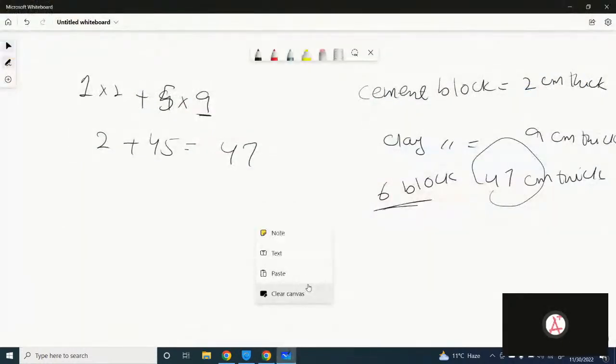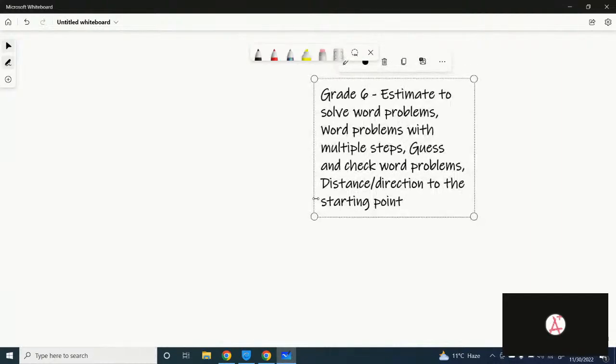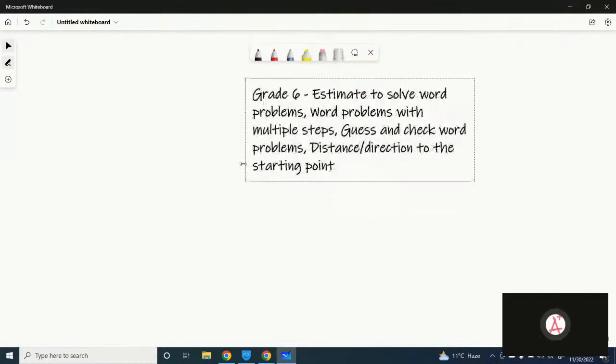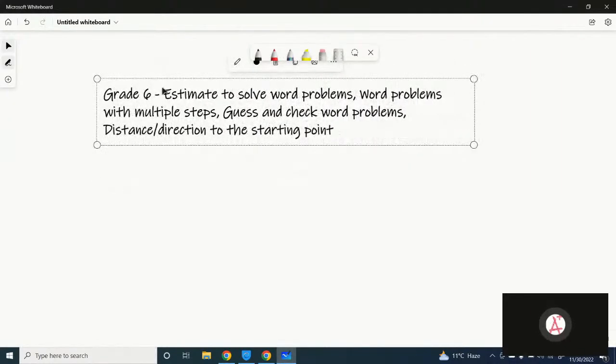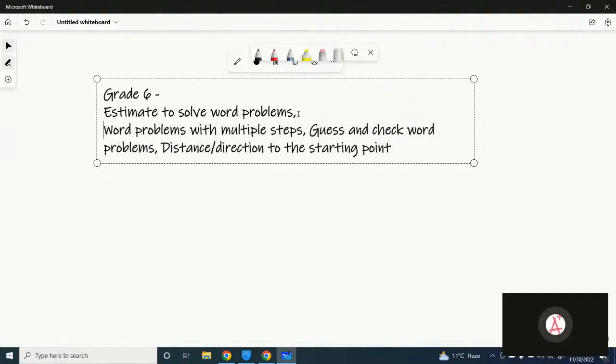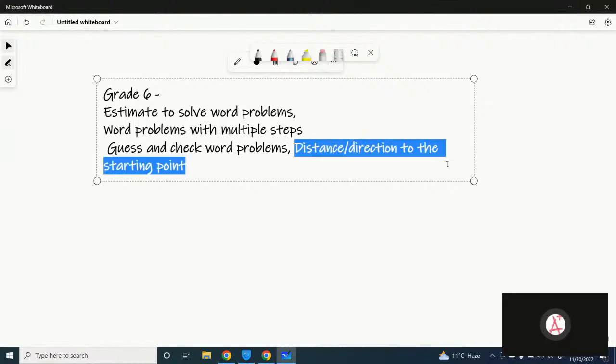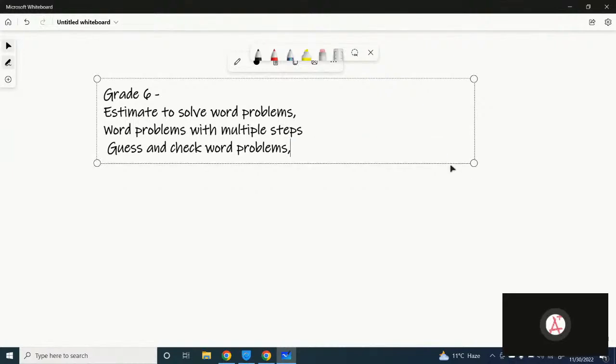So we have covered three of the lessons today, because you're not given the tutorial and the lesson for the fourth topic. That is the estimate to solve the word problems. Then we did word problems with multiple steps, and then we did guess and check word problems. For the fourth topic, you don't have any lesson or test questions.